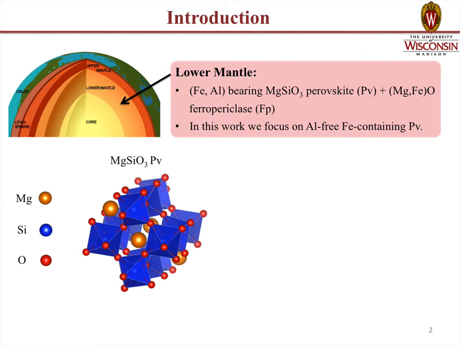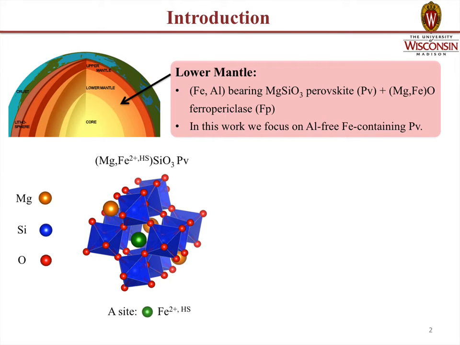Here is a schematic picture of the structure of pure magnesium silicate perovskite. Magnesium atoms stay in the dodecahedral site, surrounded by silicon-oxygen octahedrons. We will call the magnesium site the A site and the silicon site the B site in the following presentation.